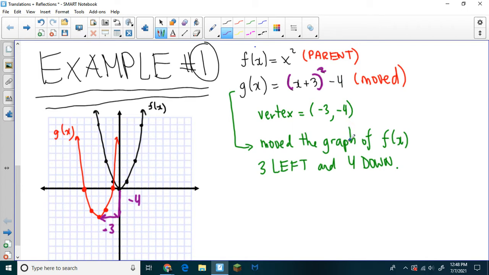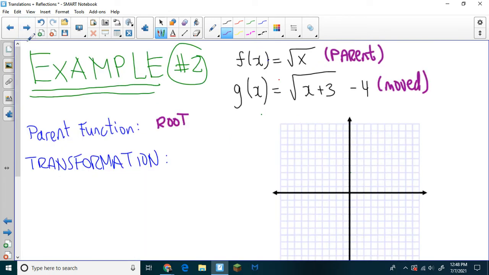So here it's -4, so I go 4 down. The same logic applies here. So if we look in here, what is this? This is x plus 3. Okay? So that means I'm going to move not 3 in the positive direction, but 3 in the negative. Okay? Or 3 left. And then this -4 here. Okay, notice how the -4 isn't under the root. So this is just going to be 4 down.